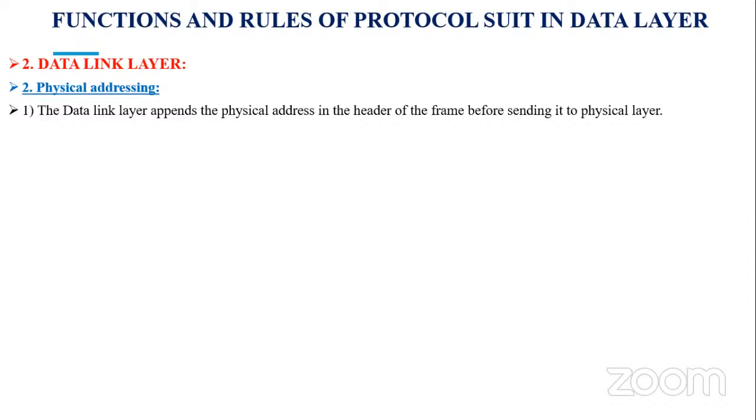Means what? From the physical layer, the data link layer receives bits that will be converted into frames. How will that be converted?